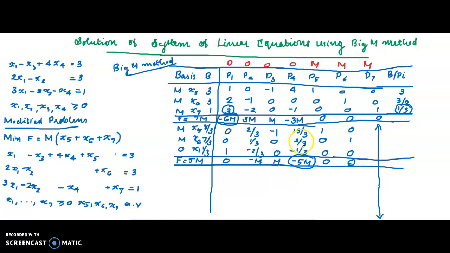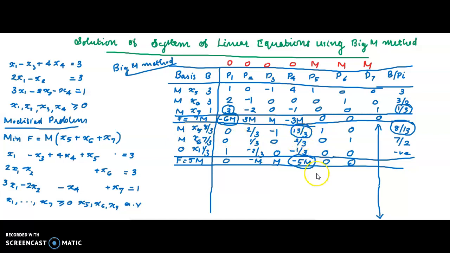Then b by p4. Evaluate b by p4 values. b by p4, that is 8 by 3 by 13 by 3, 8 by 13. Then 7 by 2. Then 1 by 3 by minus 1 by 3, which is negative. You calculate the least value as 8 by 13. Therefore, we select 13 by 3. Now, x4 comes into the basis in the position of x5. x5 goes out of the basis.